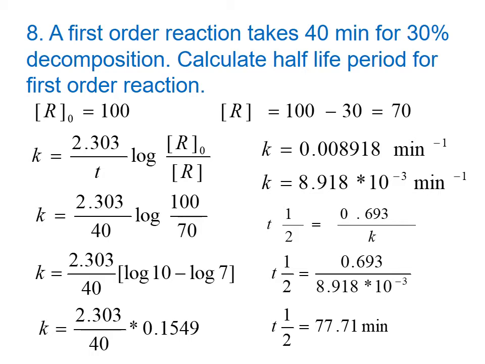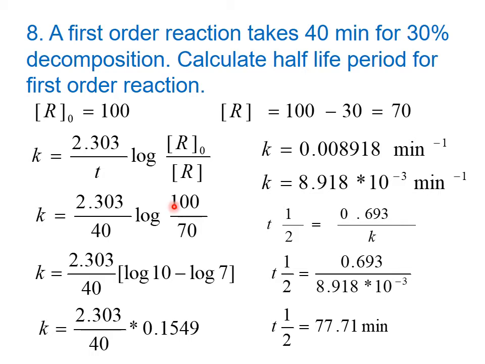By using all these values, we can find the rate constant first. From the value of K, we can find the half-life period, T half, which is equal to 0.693 divided by K. So first we find K. For first order, the equation is K is equal to 2.303 by T log R0 by R. K is equal to 2.303 by 40, time is 40, log R0.